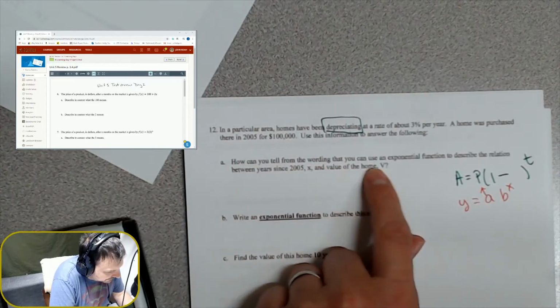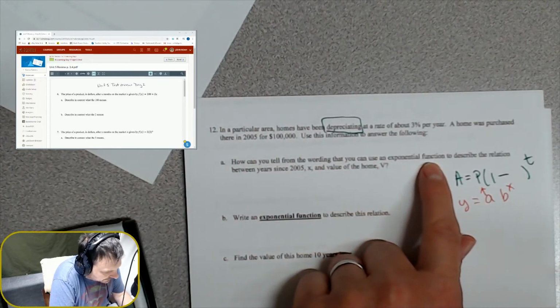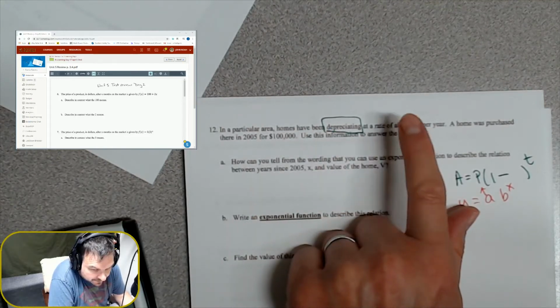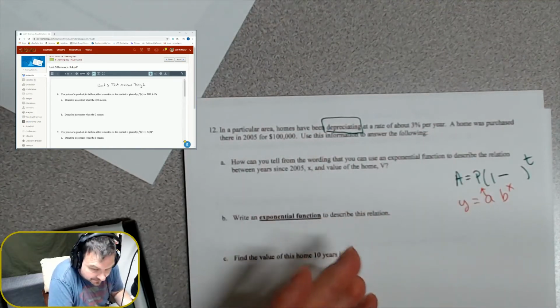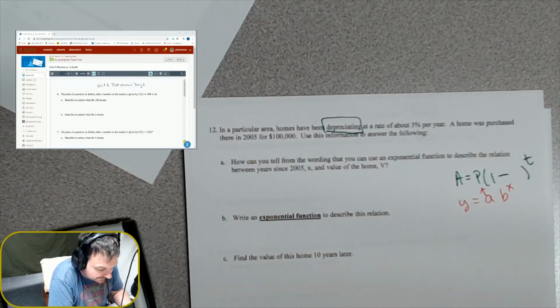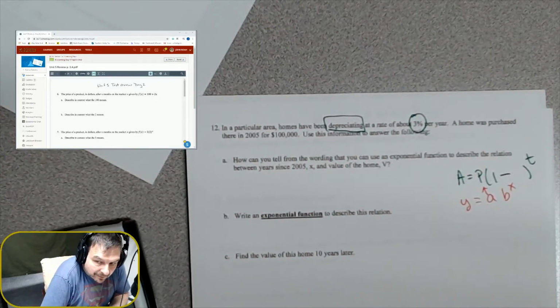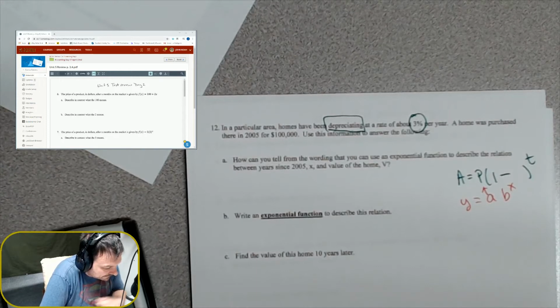How can you tell from the words that you're using an exponential function? Because of percents. Percent per year, not amount per year, but percent per year. That's the key. Exponentials go up and down by multiplying. And remember how we multiply by percents. Okay? So let's see what we got.